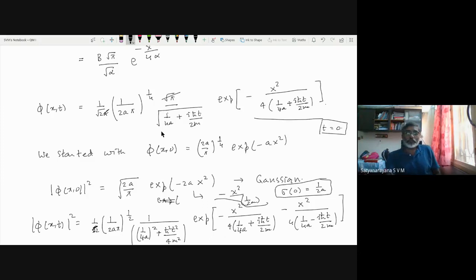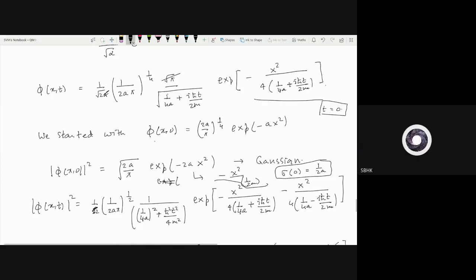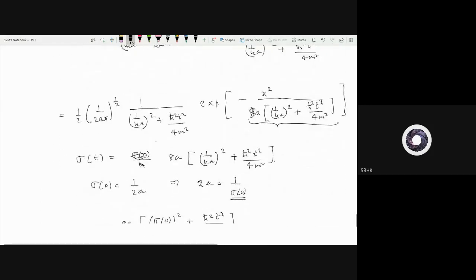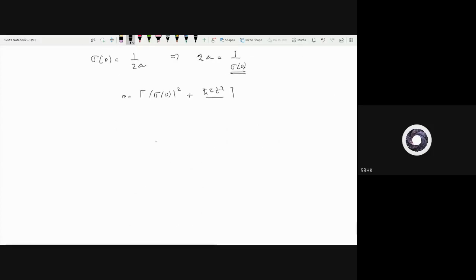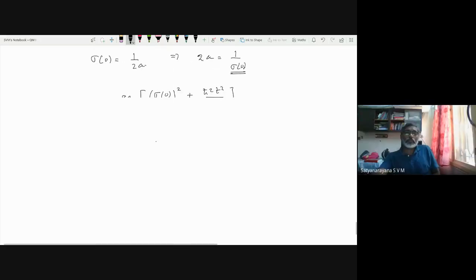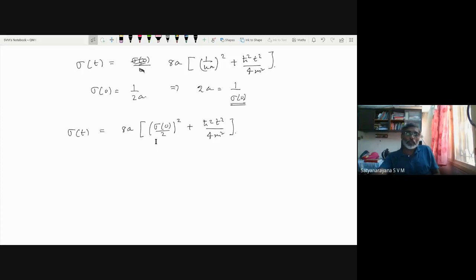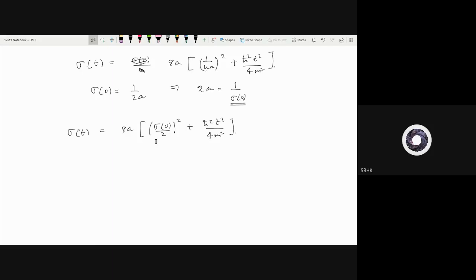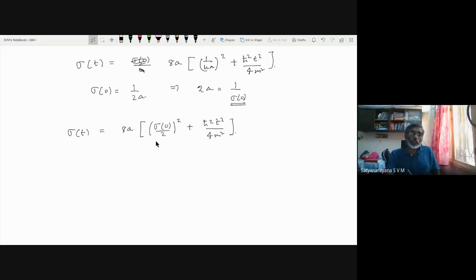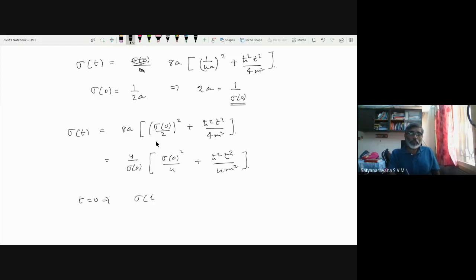So that is fine. So there's an 8a outside, you can take that as 1 by sigma 0, 4 by 1 by sigma 0. Then it gets cut with the sigma square, I think. And the t part will become 0 at t equal to 0. So we'll get back sigma 0. Okay, I think that's correct. That is 4 into 2a, that is equal to this. And then I have sigma 0 square by 4 plus h bar square t square by 4m square. So if I put t is equal to 0, it implies your sigma of t becomes sigma 0.